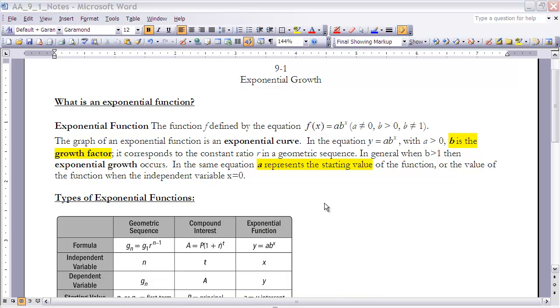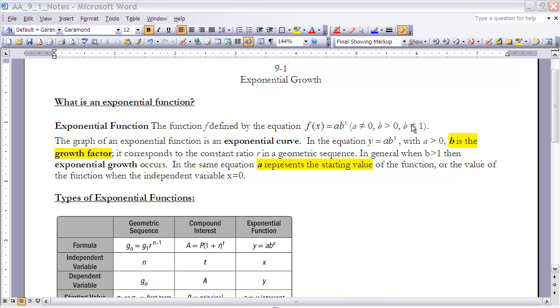In order for it to be in this form, a cannot be equal to 0, which would make sense because if it's 0, then the whole thing is 0. B has to be a positive value, so it has to be not equal to 0, but greater than 0. And b cannot be equal to 1. So those are some stipulations about a and b in order for it to be an exponential function. If we were to graph this, we've got what we call an exponential curve, and we'll take a look at what that looks like in a little bit.